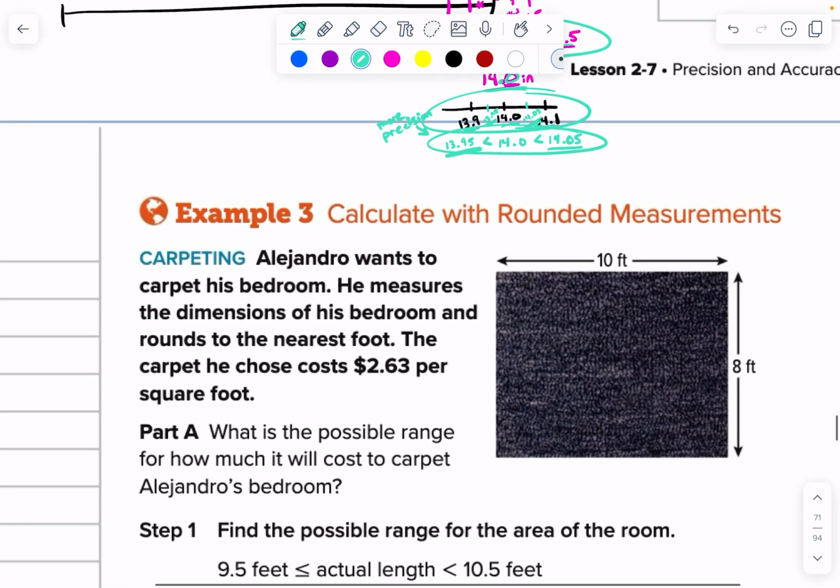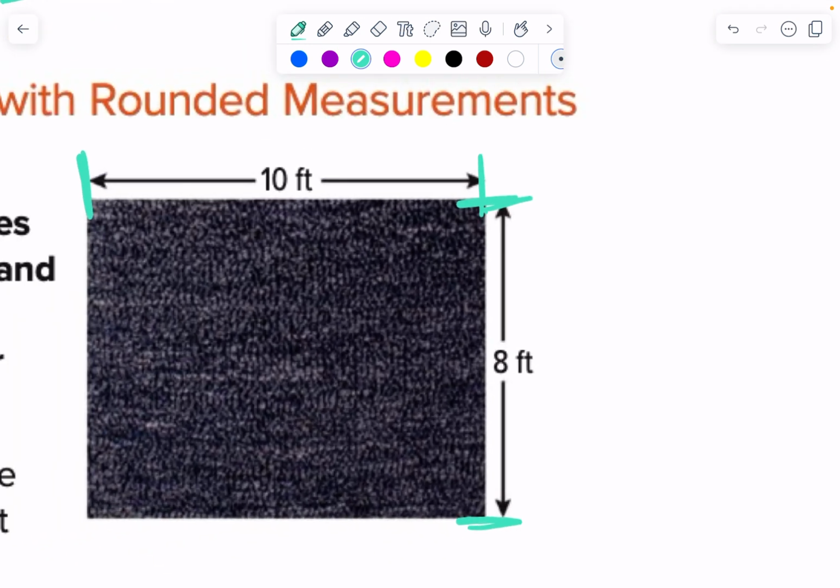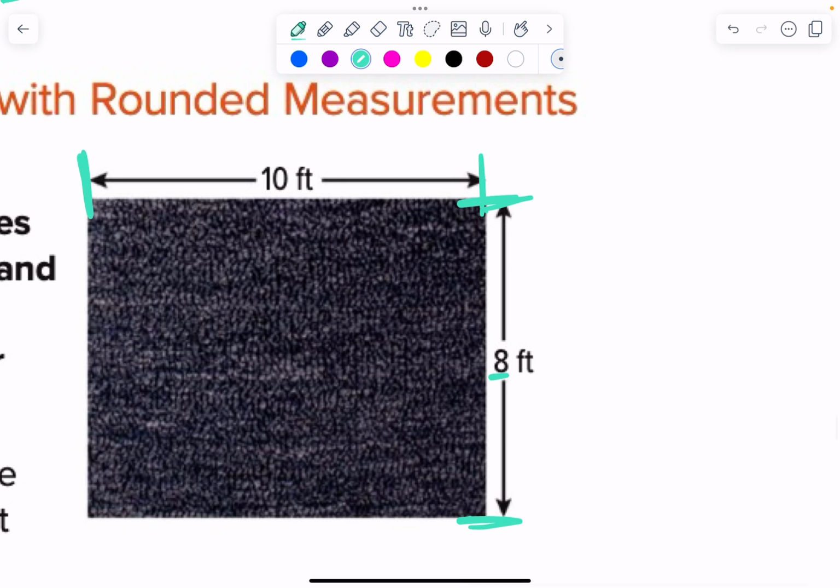So here we have this going on. Calculate with rounded measurements. All right, so we have something that is measured at 10 foot by 8 foot. Okay, so 10 foot wide, 8 foot long, or 8 foot high, right? And this is a piece of carpet for somebody's bedroom. If this is happening, I know that we've rounded to the nearest foot, right? Like 8 is rounded to the nearest foot, okay?